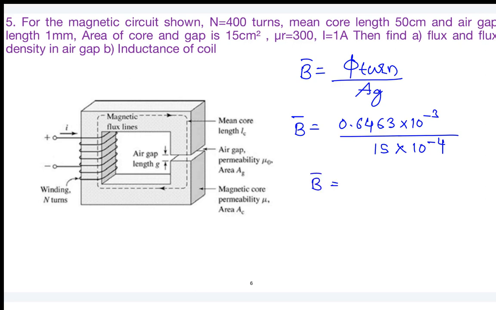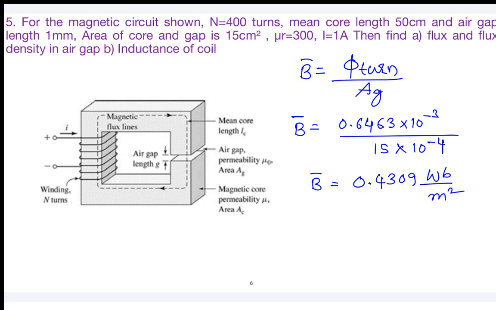So what is the value you got? 0.43. What are the units? You can verify it is 0.4309. You have to be careful. It is Weber per meter square, right? Not Weber per meter. Or Tesla. Good.